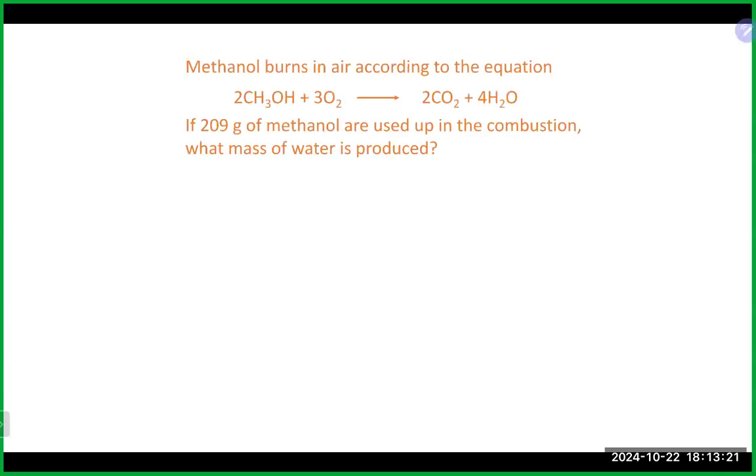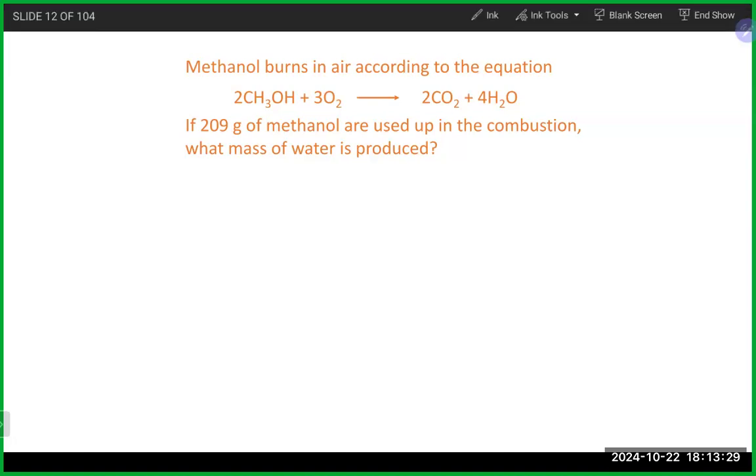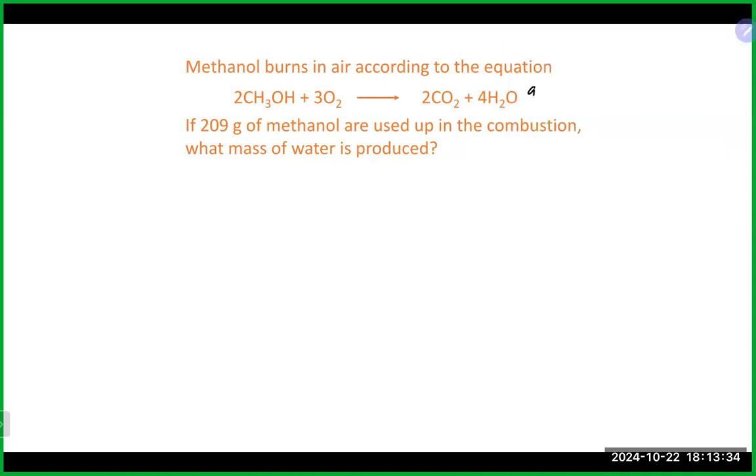Methanol burns in air according to this equation. If you had 209 grams of methanol, which is the CH3OH, what is the mass or grams of water you would produce? So we want to know how many grams of this, basically, starting with this. Again, carbon 12.01, hydrogen 1.008, oxygen 16. All right, so let's see what you end up with here.